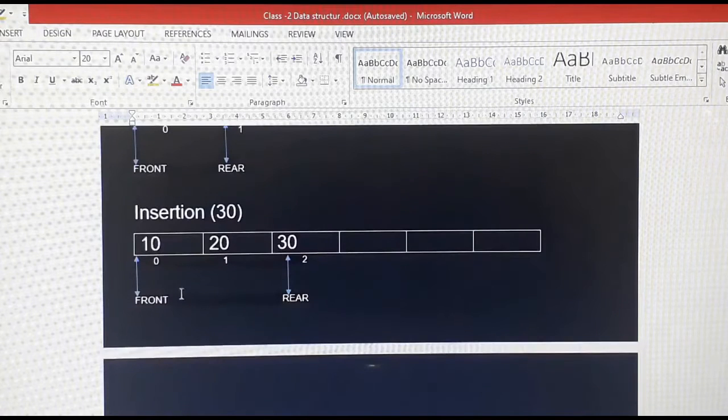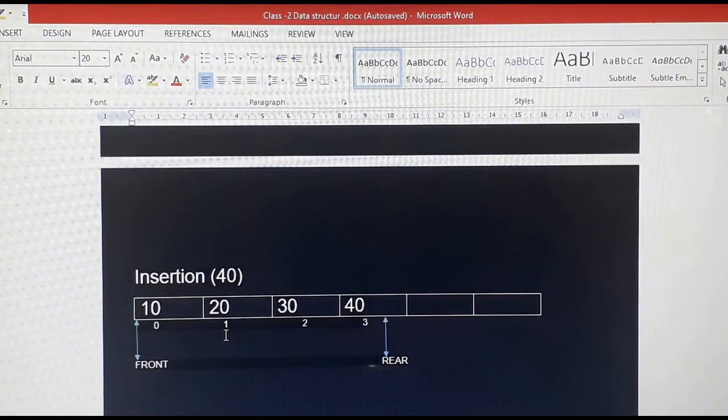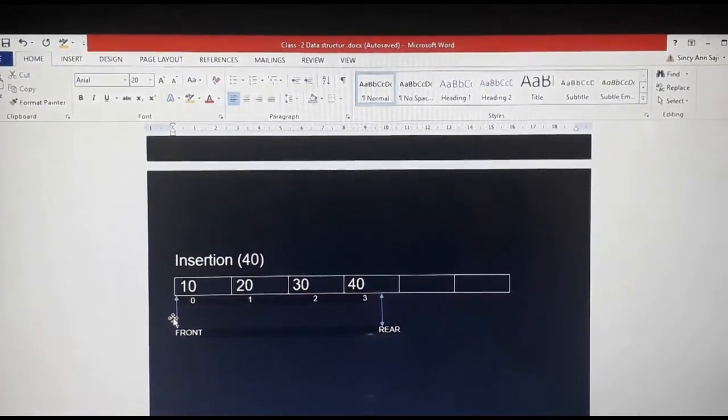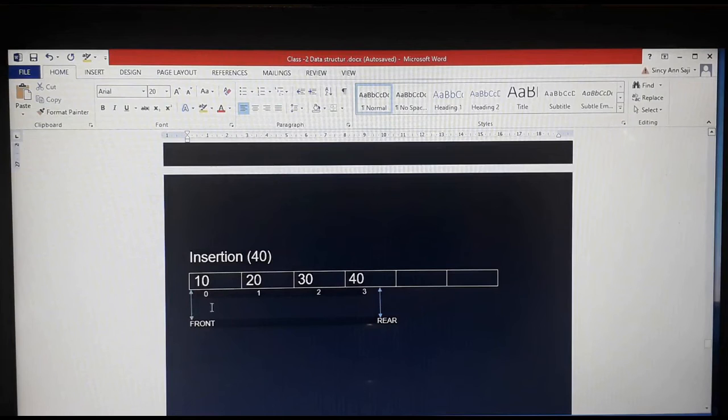See, there is one more element I am going to insert, 30. When I insert 30 into the queue, the rear pointer will come and stand here and the front pointer will be in the first location itself. One more element I am going to insert, that is 40. When I insert 40, the rear pointer will come and stand here in the fourth position and the front pointer will be in the first position itself. There is no change for that one. So this is the insertion. When you insert, only the rear pointer moves and the front pointer waits in the first location itself.